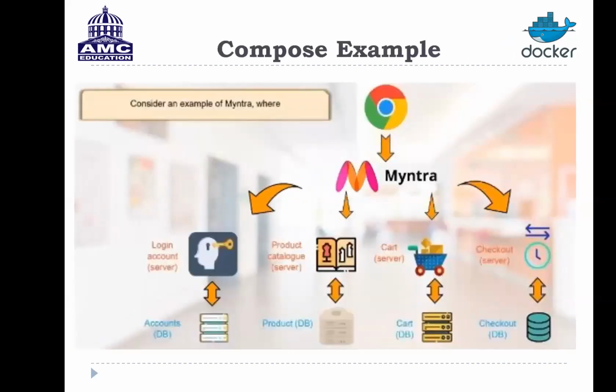As you can see, I have come back to my slide. I hope you are clear about Docker Compose now. As I told you, there are 4 microservices running currently. The first one is your login account server, which deals with your account database. The next one is your product catalog server, which deals with your product database. The cart server deals with your cart database, and the checkout server deals with your checkout database.